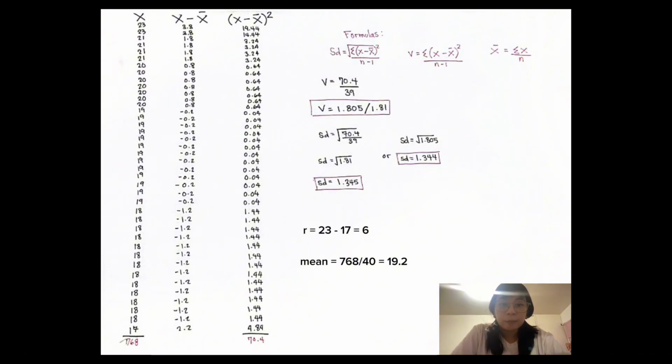Step 5. To get the standard deviation, we just need to find the square root of this variance, and the square root of 1.81 is equal to 1.345. Or when you use the square root of 1.805, we get 1.344.